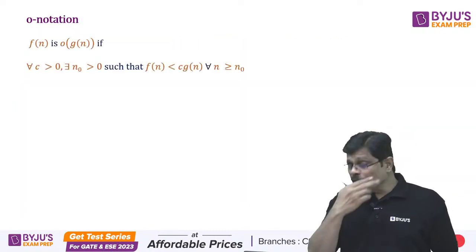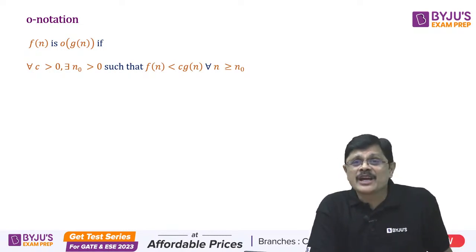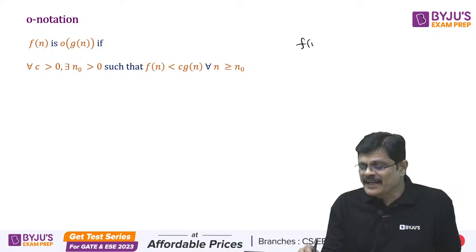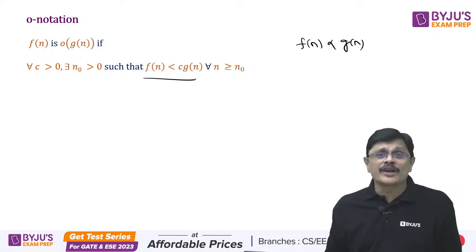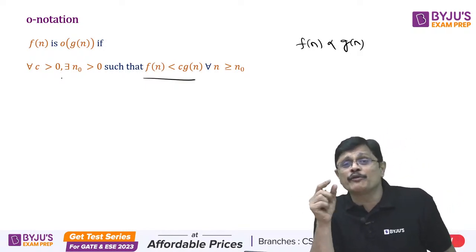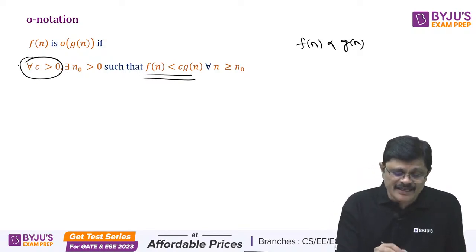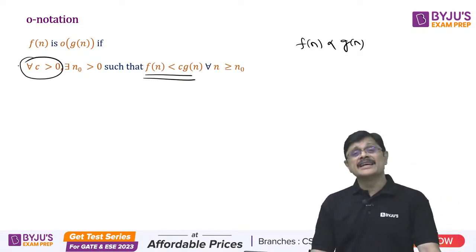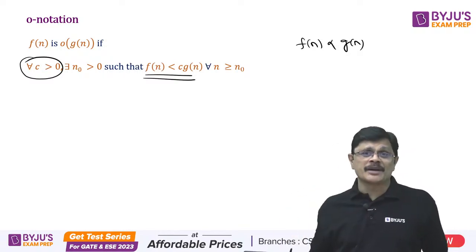And small o notation is a strict upper bound, cannot be equal to. So here we say that Fn is asymptotically smaller than Gn. When you say big O notation, we should be able to find at least one C. But here this must be satisfied for every C. That is the difference between big O and small o notation, my dear friends.